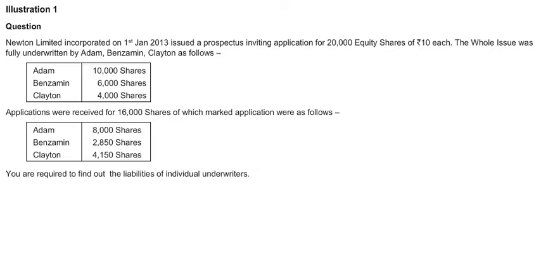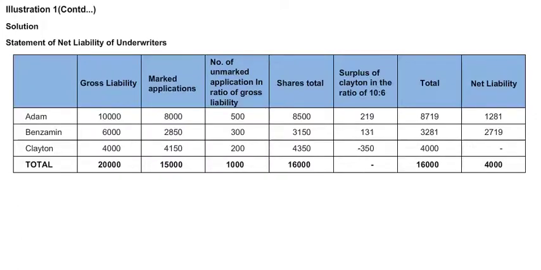So 15,000 are the marked applications which the company has received, and 1,000 is still remaining, and 1,000 is the unmarked application. It means these are those applications which are not marked by any of the underwriters. It means that someone from the public directly came to the company and subscribed the shares. They are not coming through any underwriter. So it means that out of 20,000, 15,000 is marked, 1,000 is unmarked, and the remaining 4,000 is not at all subscribed by the public, and that will come upon the underwriters to subscribe, right? So now in this question, we are required to find out the liability of the individual underwriter.